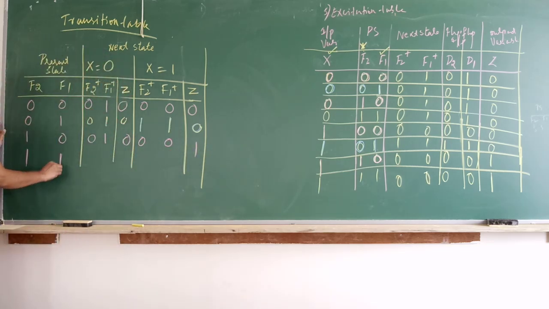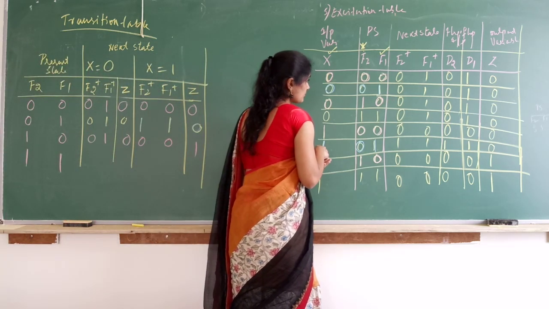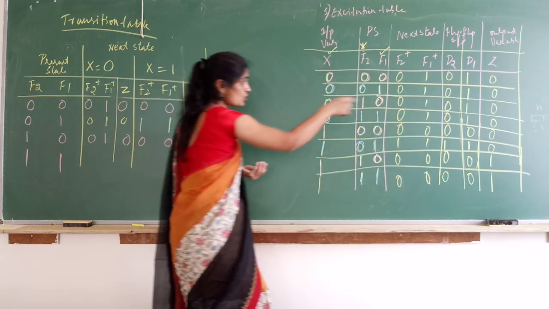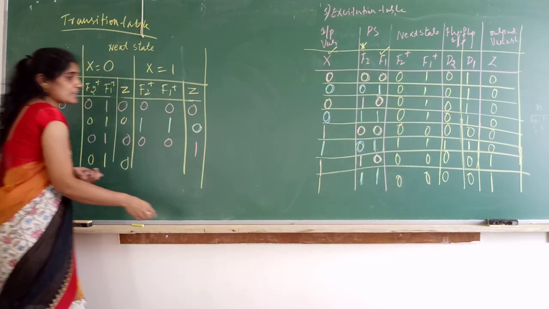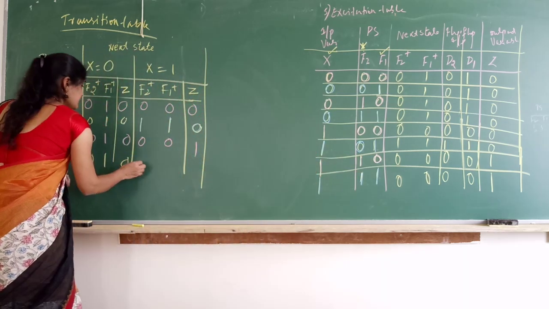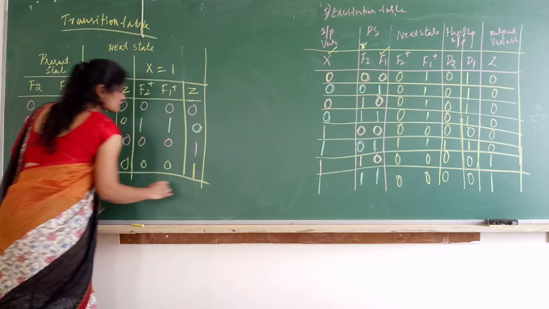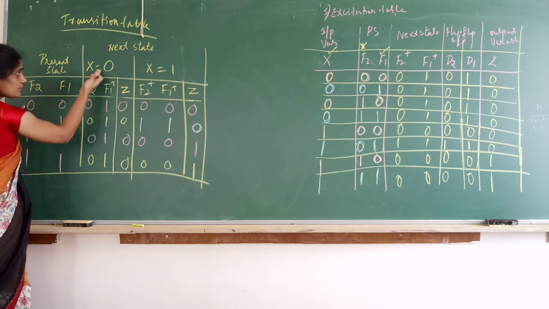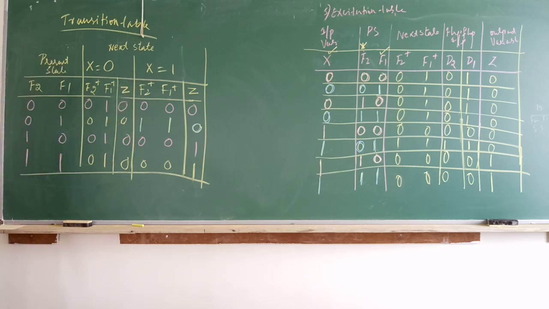If the present state is 1,1, what happens when X is 0 and X is 1? If X is 0, next state is 0,1, output is 0. If X is 1, next state is 0,0, output is 1. So this is nothing but the transition table. If the present state is this, what is the transition to the next state when the input is 0 and when the input is 1, and what is the output?